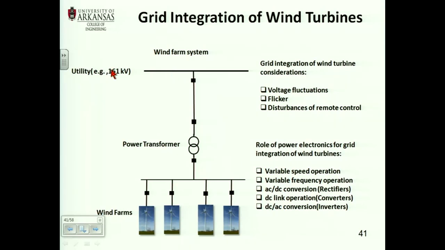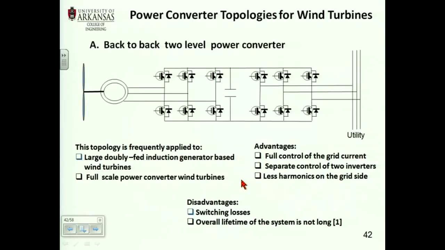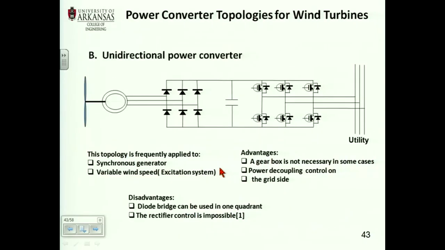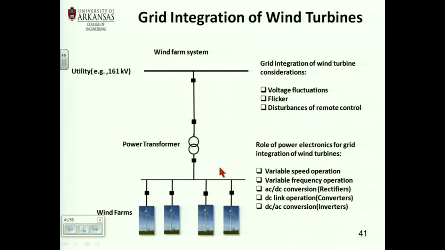The problem with the wind farm, right? Here, for example, you have a utility system, 161. You need a power transformer that you have seen. And here, this is going to be 480, right, 690, so you need a transformer. You connect them in parallel. Sometimes, instead of having just a single transformer, each wind turbine will have a dedicated transformer.